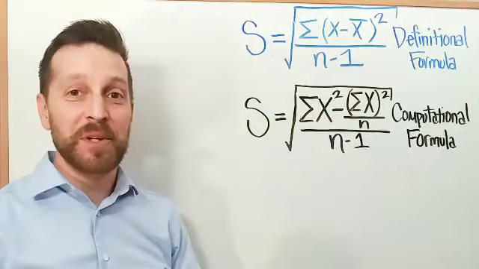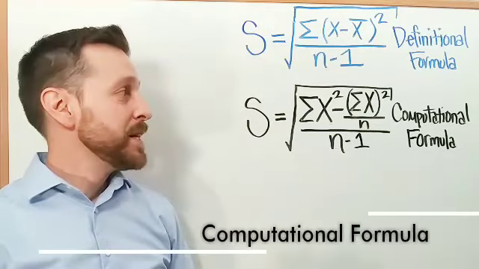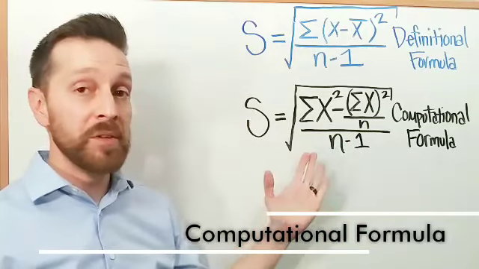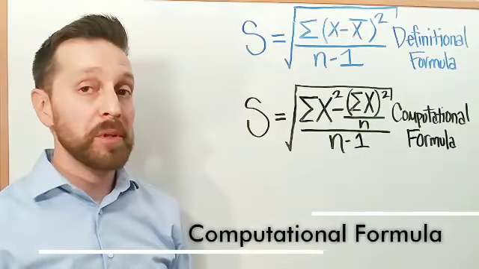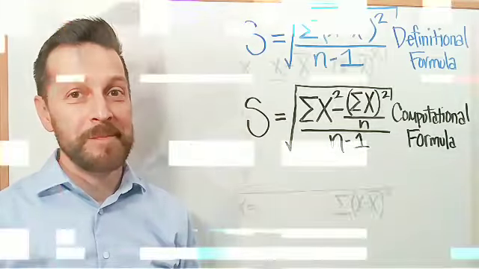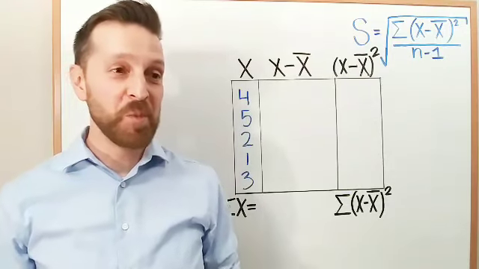The second formula I'm going to show you is called the computational formula, which you see here in black. This one you cannot follow along with logically. However, it's going to give you the same result as the definitional formula, and it's a lot quicker to use, much more efficient.